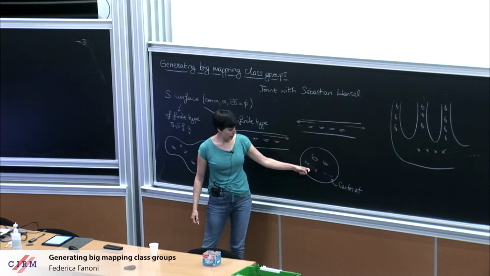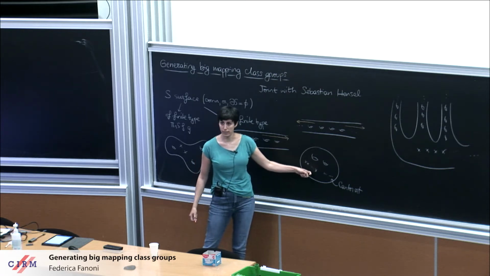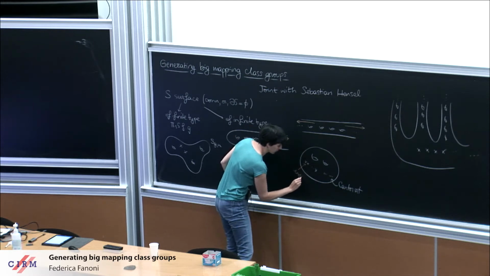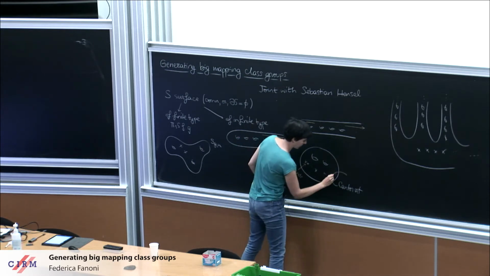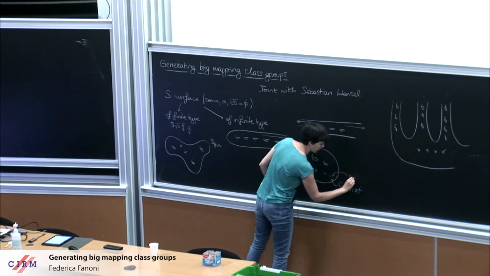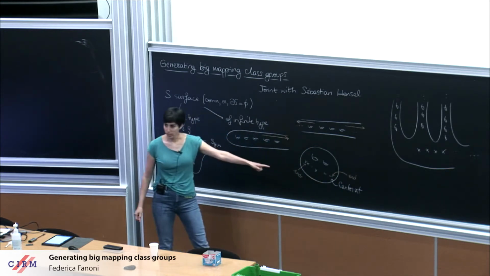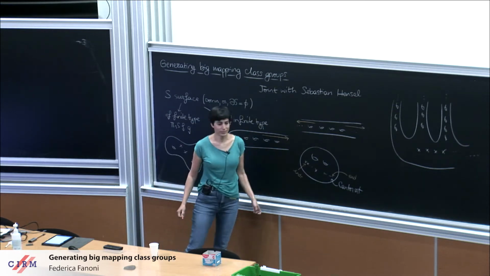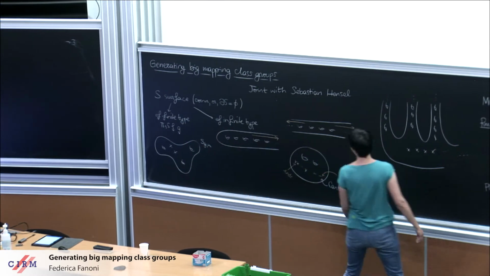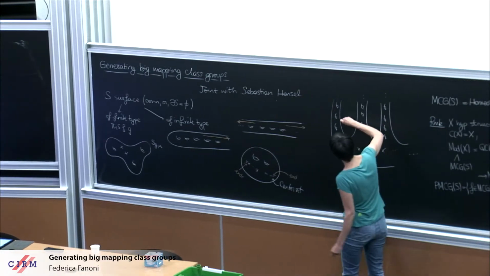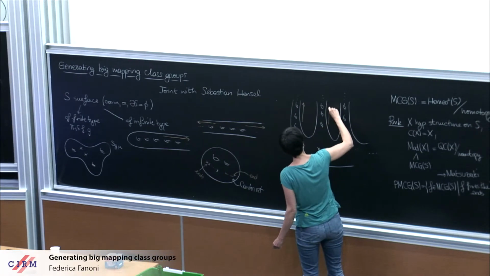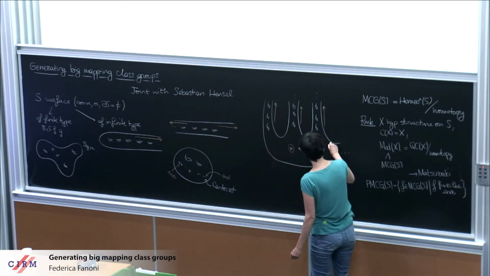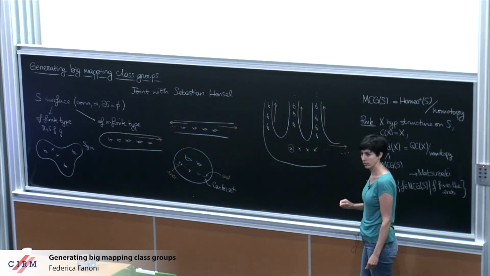Here, any point I've removed is an end. These are all ends. Each of them is an end. So I have a Cantor set of ends and a sequence of ends accumulating onto one end at the end. And here again, I can go to infinity in this direction, I can go close to any of these ones, and I can go to infinity in this direction.